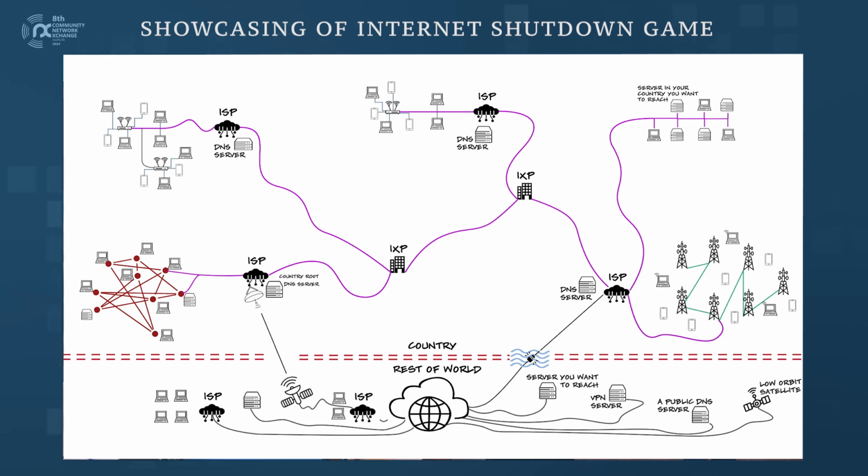If you're there, you're following it from the ISP to the closest IXP, from the IXP to the closest next ISP that has a gateway, international gateway, through that gateway into the rest of the world, through various similar steps in the rest of the world, and finally to the server you want to reach. Okay.